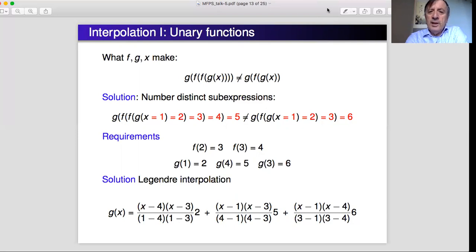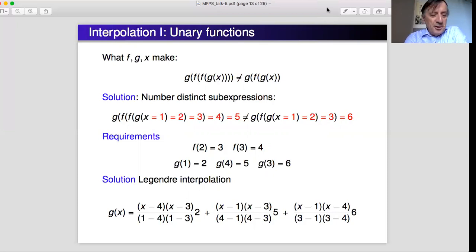Well, it turns out all you have to do is number all the distinct sub-expressions. So x, I'm going to number 1. G of x, which occurs on both sides, I'm going to number 2. F of g of x, I'm going to number 3. F of g of x, I'm going to number 4. And g of all of that, I'm going to number 5. Then if you look at that, it says, for example, g of x, where x is numbered 1, has to be 2. So that gives you a condition g of 1 equals 2. And if you go around all the occurrences of g, which are 3 altogether, you get another couple of equations like that, which you have to have: g of 4 is 5, g of 3 is 6, and a couple of equations for f.